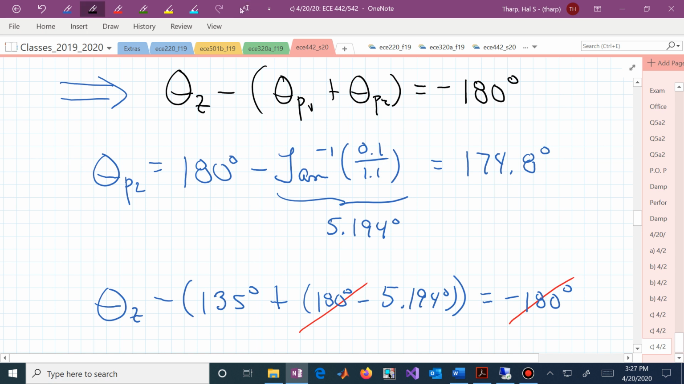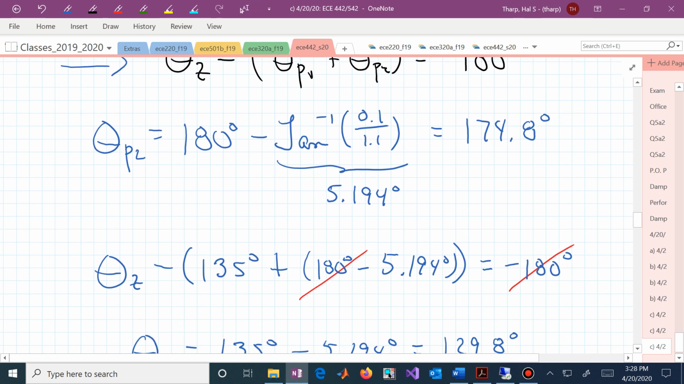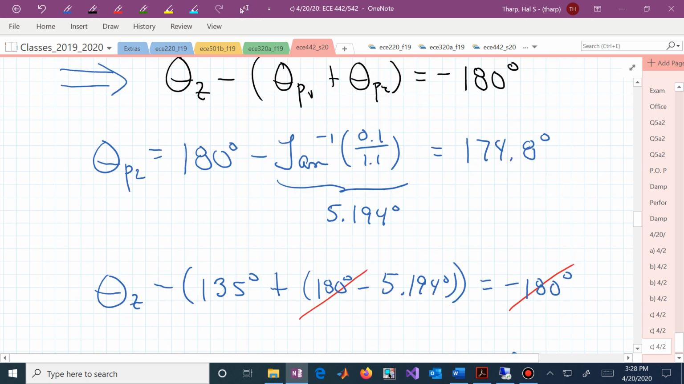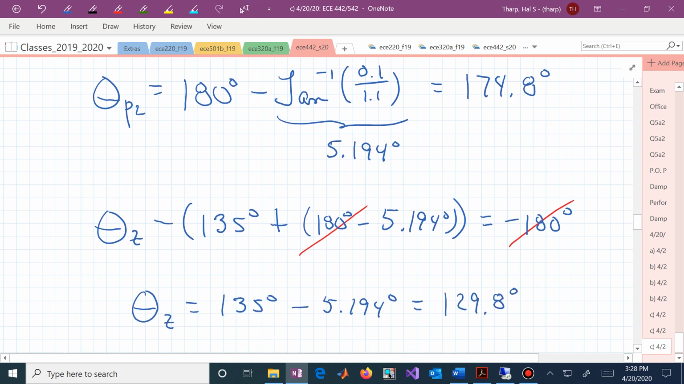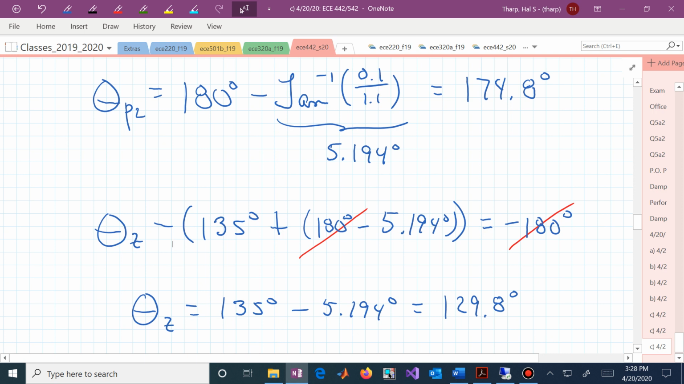We have theta sub z minus theta p1. That was 135 degrees. Theta p2 was 180 minus 5.194. The reason I wrote it in that expanded form is because this minus 180 cancels the minus 180 on the right. We now can put everything on the right hand side. We have theta sub z is equal to 135 minus 5.194, or theta z is 130 degrees basically.